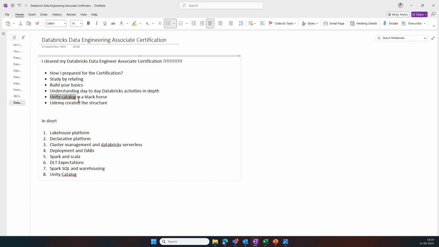What helped is the Unity Catalog study. Unity Catalog is a dark horse. It is a governance layer which runs across the Databricks platform. Two years ago, Unity Catalog was hardly or strictly implemented on Databricks, but now it is the basis of everything. It's a blanket that covers the entire Databricks platform. Therefore, studying Unity Catalog in depth is essential because there were direct questions on it, as well as a lot of questions where the right syntax or right knowledge of Unity Catalog helps you separate out the wrong answers.